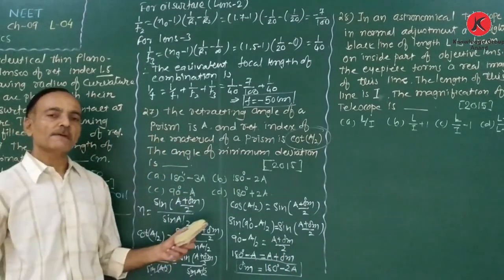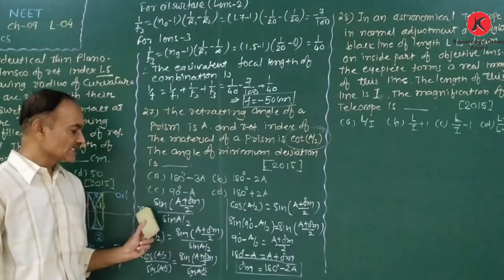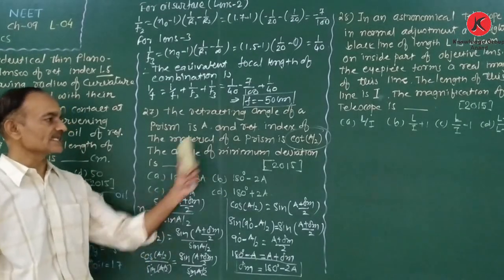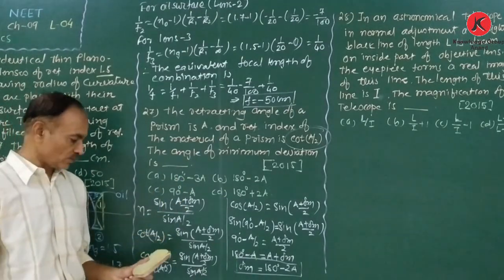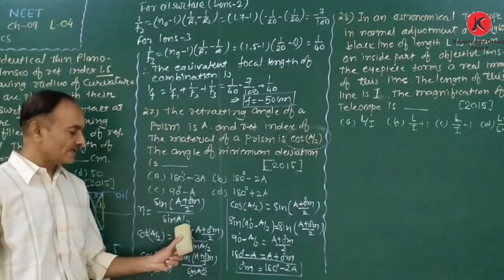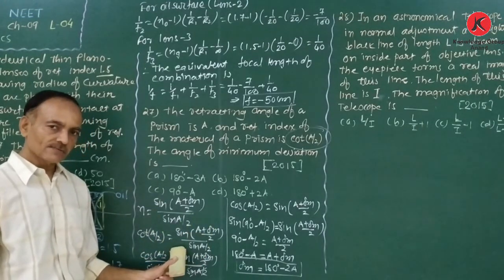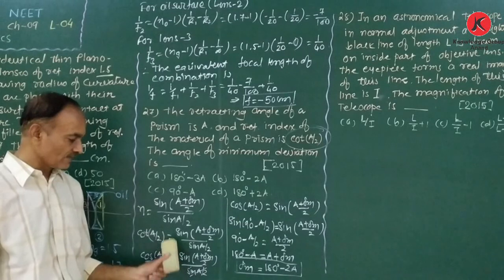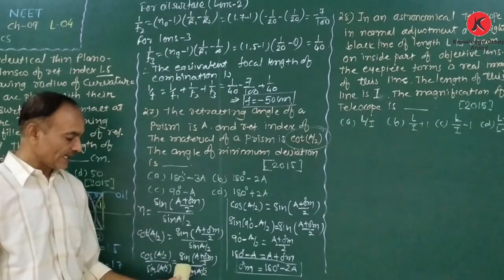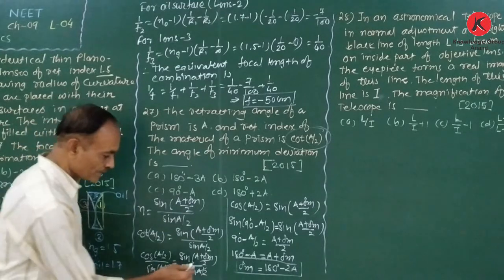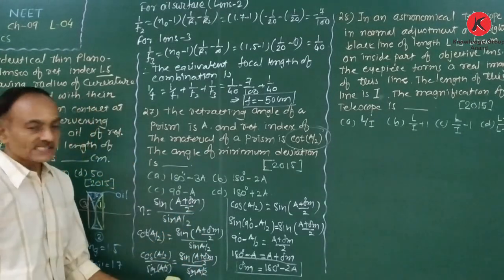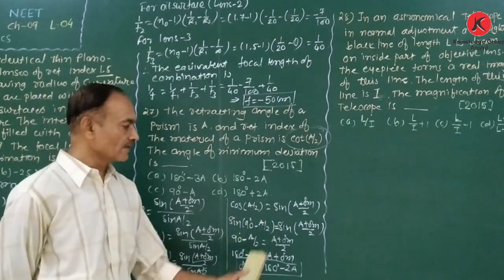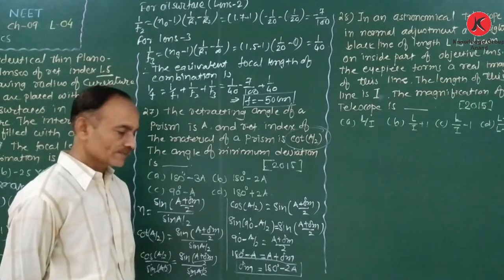Again, using the equation of the effective index of the material of the prism, n = sin((A + δm)/2) / sin(A/2). n is the effective index that is given in terms of cot A/2. Therefore, cot A/2 = sin((A + δm)/2) / sin(A/2). Cot is cos upon sin, so cos(A/2) / sin(A/2) = sin((A + δm)/2) / sin(A/2). Sin A/2 cancels. The remaining part is cos(A/2) = sin((A + δm)/2).